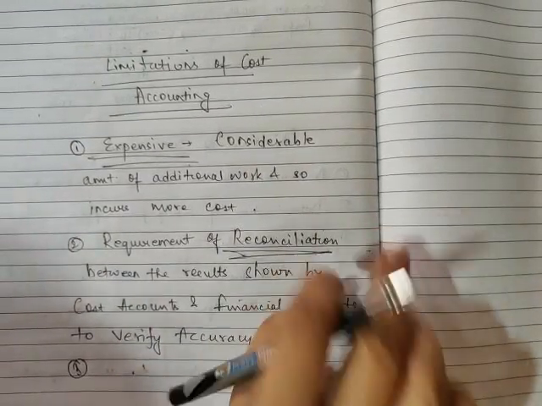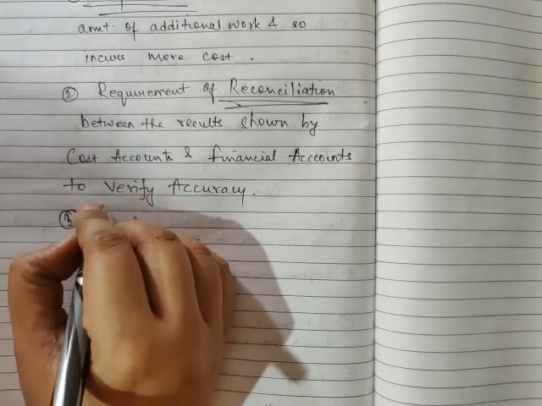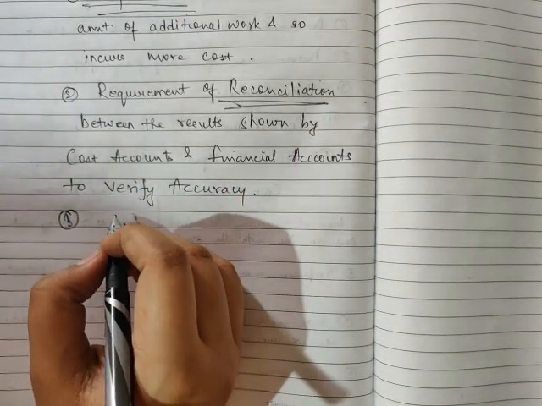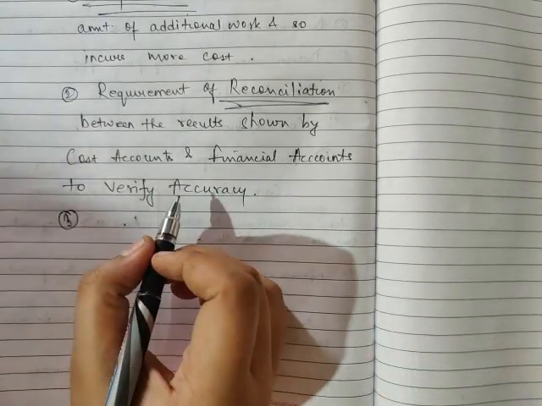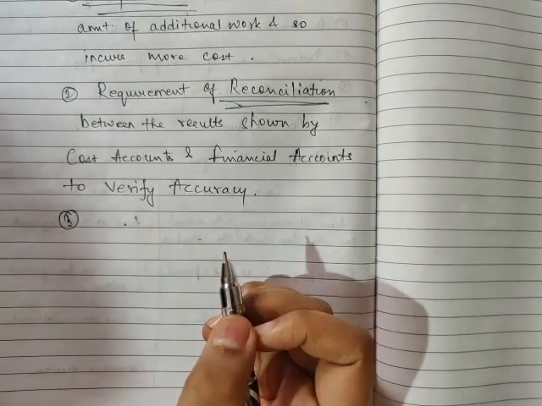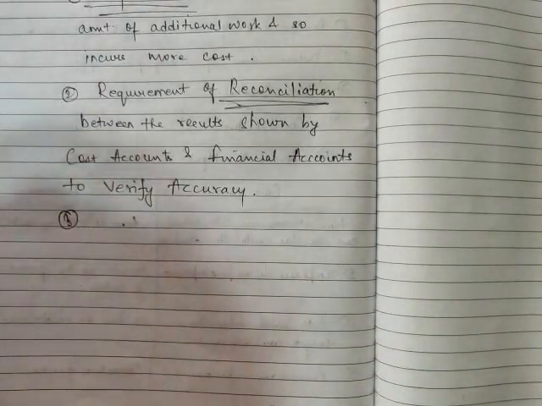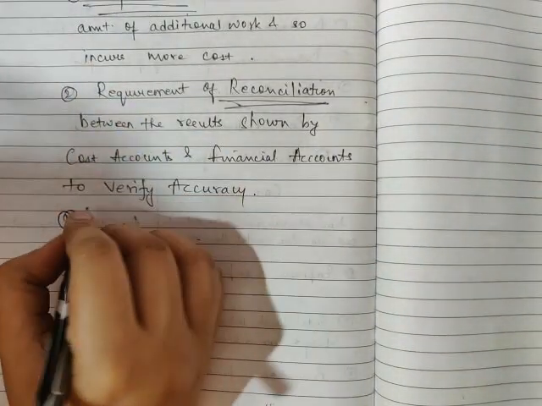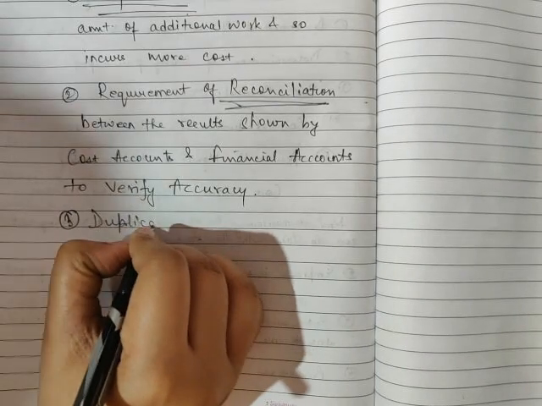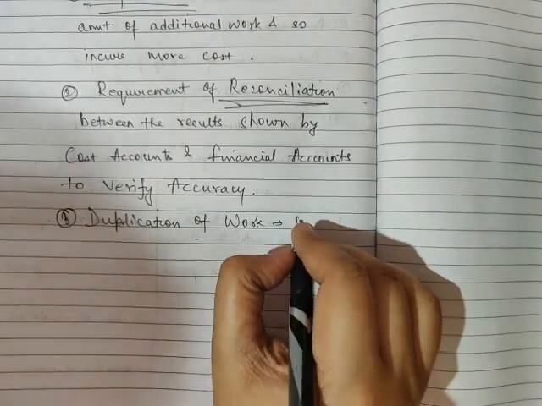Number three, we have to maintain the financial accounts because it is a compulsion as per statute and also to determine the profit and loss for the year. Plus, we'll have to maintain a separate cost account book to determine the profitability and the cost ascertainment as per the cost accounting techniques. So, it involves a duplication of work because we have to maintain two sets of books.